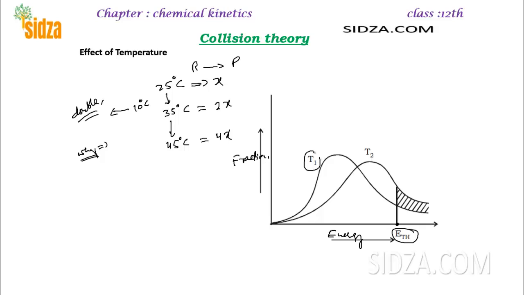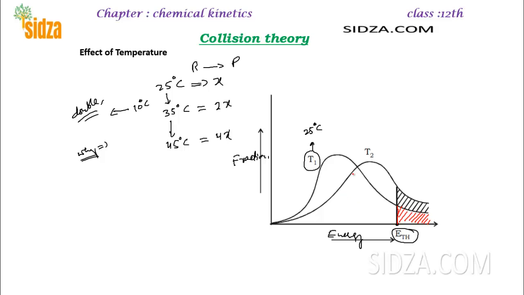And let's suppose T1 here is the lower temperature, about 25 degrees Celsius. So when you look at this graph at 25 degrees Celsius, the number of molecules possessing the threshold energy or more than that is this much. This is the area. These are the number of molecules possessing the threshold energy, and they will form the product.